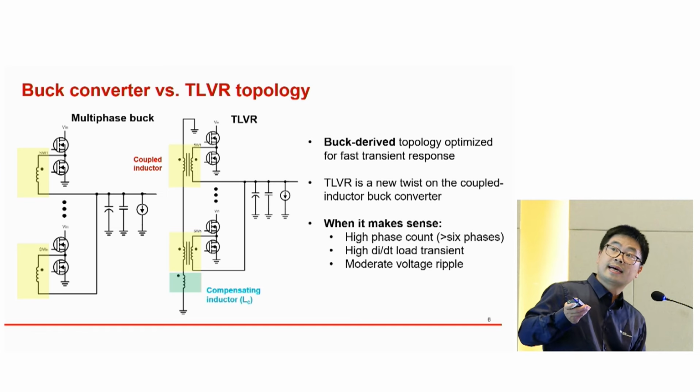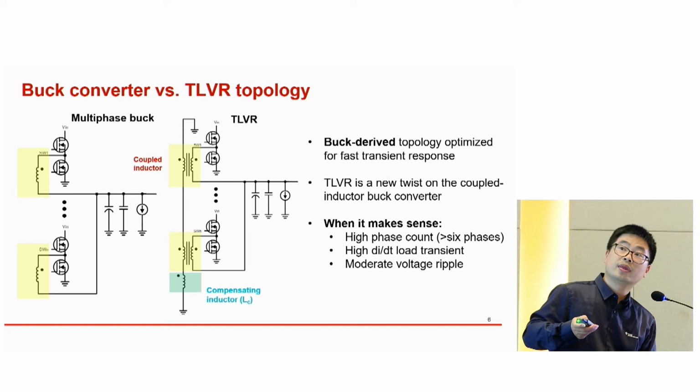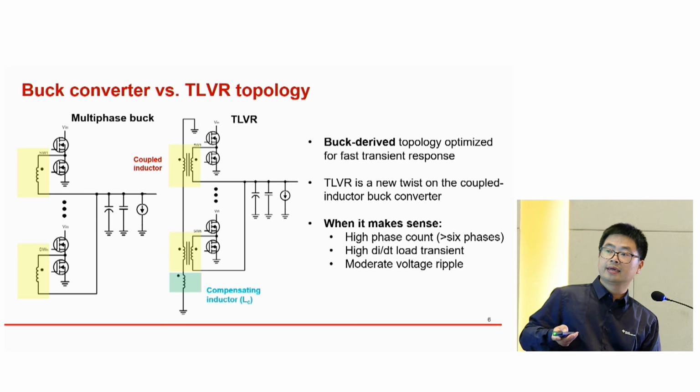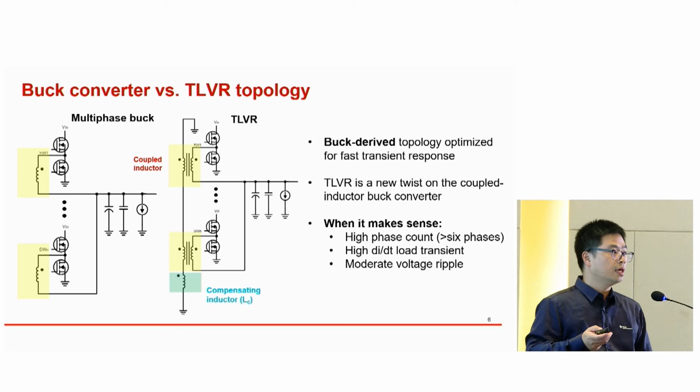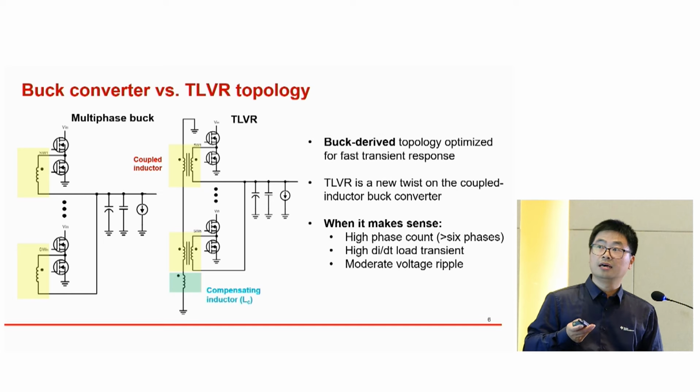This is the multiphase buck, and this is the TLVR. For the TLVR, we just replaced the output inductors with coupled inductors. Another thing is that we put the secondary windings of the coupled inductors in series. And then we used a compensation inductor here. This compensation inductor is used to control the coefficient of the TLVR.